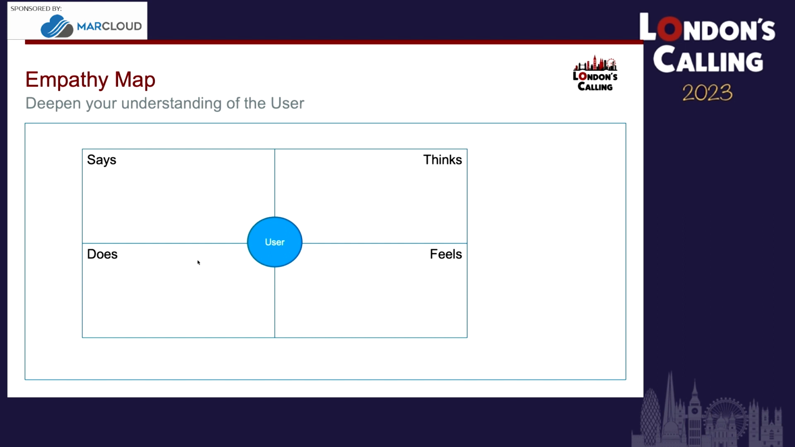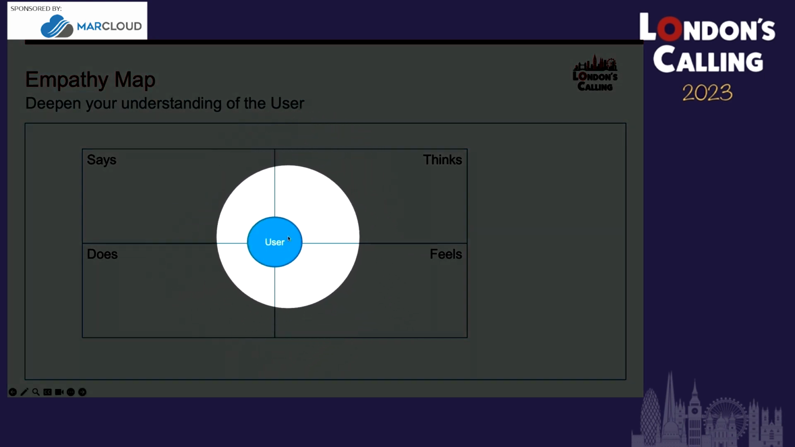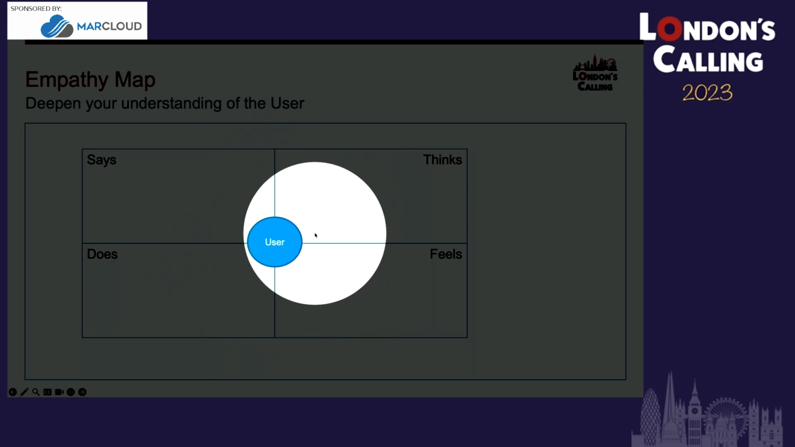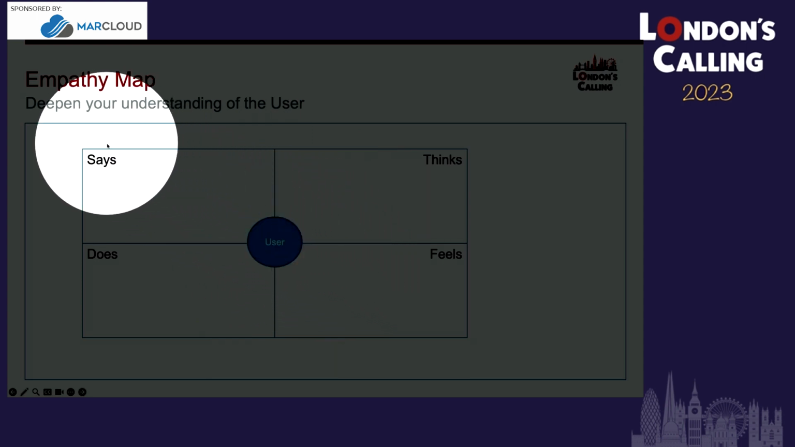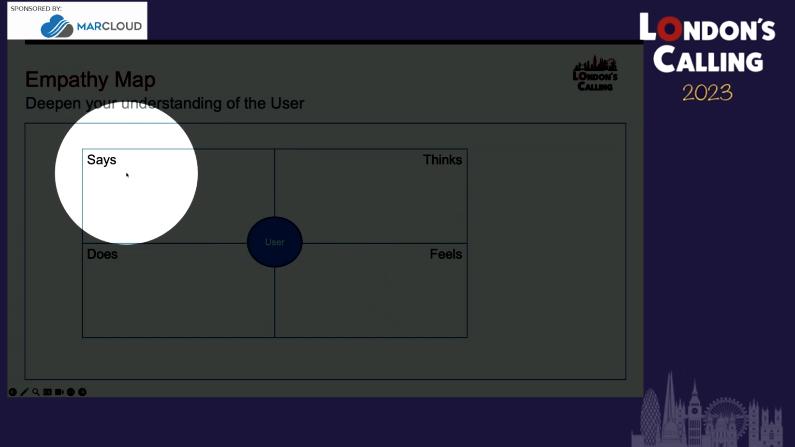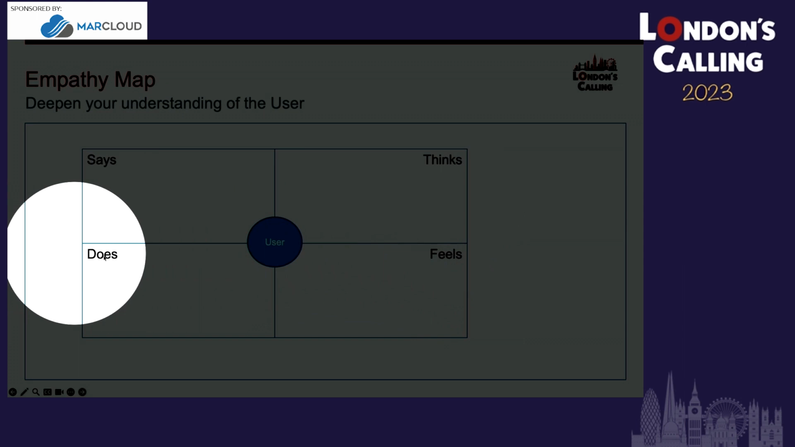And essentially, it's another way of understanding our user, and a very illustrative way of showing our users or our archetypes. In the center, obviously, we have something that represents our user or our archetype. Maybe you've got an icon or a human face, essentially it goes there. And then in the quadrants around the side, these represent what the user might say, think, feel, and do.